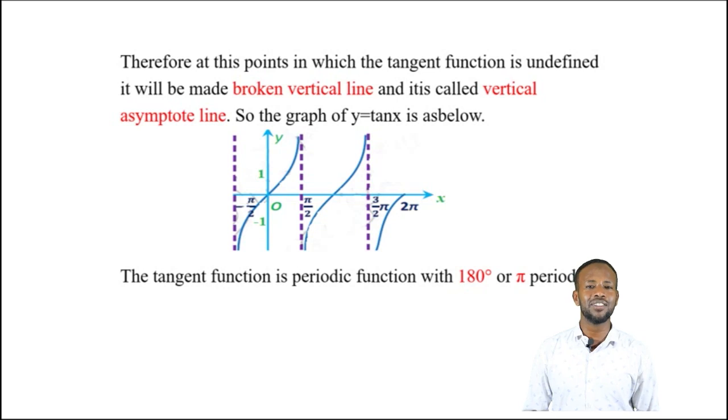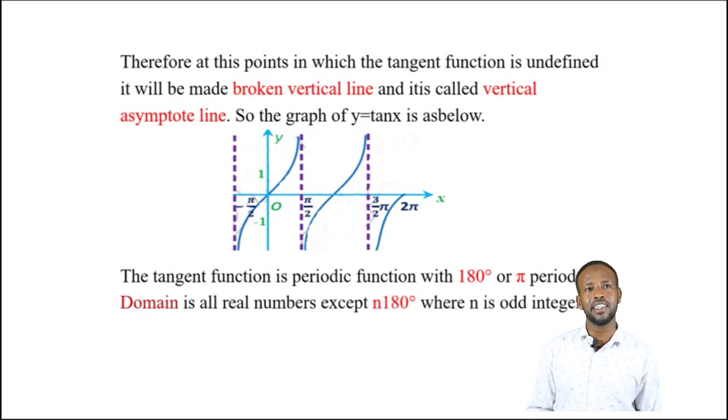The period of the tangent function is different from the two previous ones, the sine and the cosine. This function's period is what? 180 degrees. In each 180 degrees, it will repeat itself. That is why we call 180 degrees the period of the tangent function. What do you observe from the range? The range is what? The y values in this graph, it is all real numbers. The domain is what? All real numbers except at the undefined places.